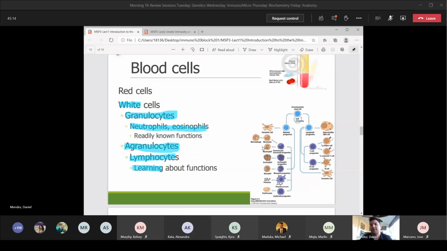So then your granulocytes are going to be anything that has a granule. So it's going to be neutrophils, eosinophils, basophils, and the macrophage.